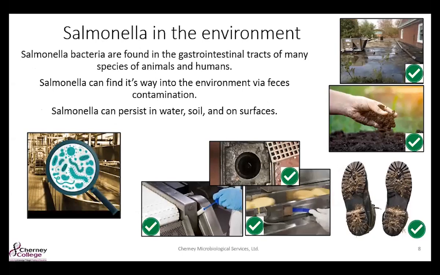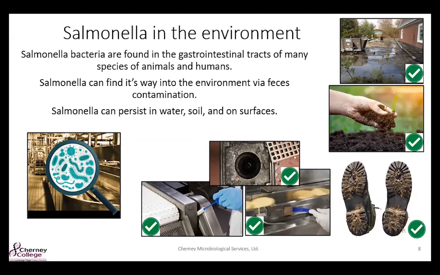So you're going to want to look for Salmonella in your environment. Salmonella bacteria are found in the GI tracts of many species, humans and animals alike. Salmonella can find its way into the environment via feces contamination. Salmonella can persist in water supplies and soil and on various surfaces. So all of these pictures here where you've got a green check mark, you have the potential for Salmonella.